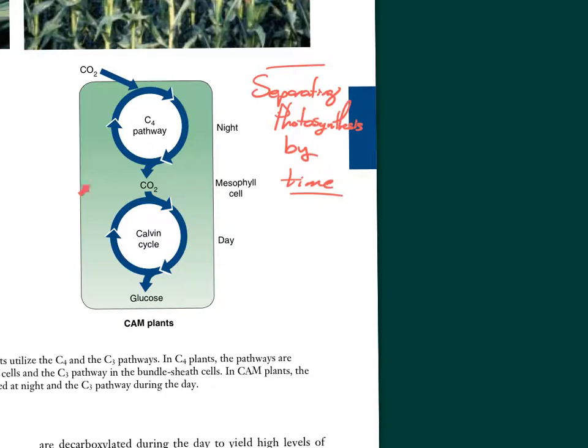We're talking about CAM photosynthesis. You'll notice it's still a C4 pathway, still four carbons, but we call it CAM. Well, let's just think of CAM as separating by time.